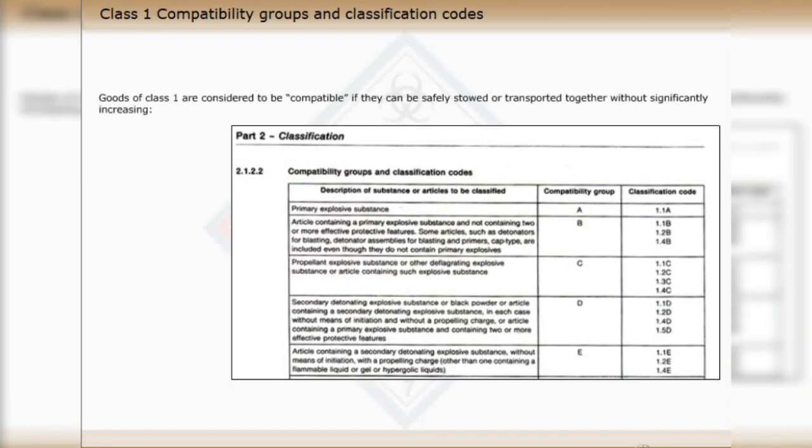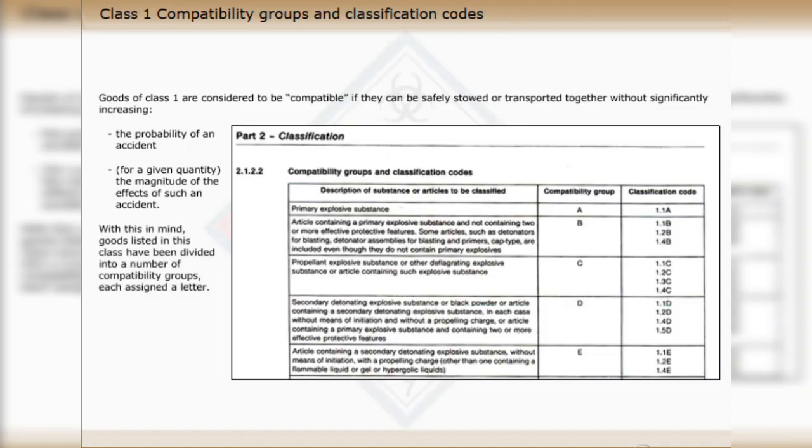Goods of Class 1 are considered to be compatible if they can be safely stowed or transported together without significantly increasing the probability of an accident or the magnitude of the effects of such an accident. With this in mind, goods listed in this class have been divided into a number of compatibility groups, each assigned a letter. Click on the button to see a table of compatibility groups and classification codes.